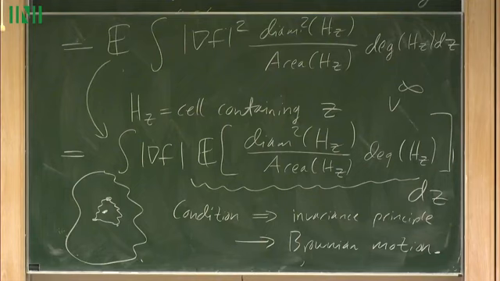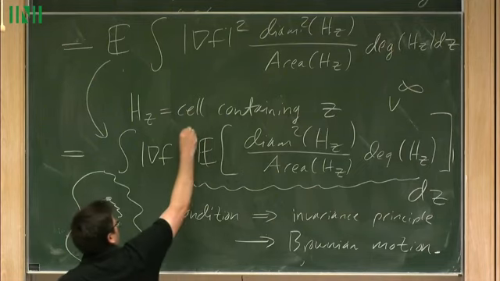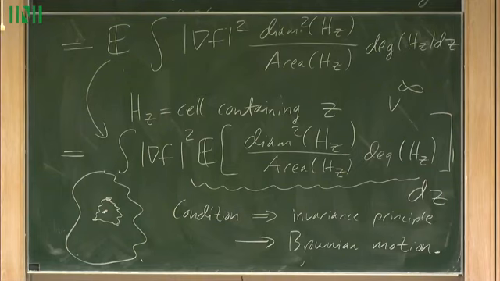Yep. So you're missing a square on the gradient, and what you want to say is somehow that the diameter term, which depends on z on the right, does not depend on z. Yeah, that's right.